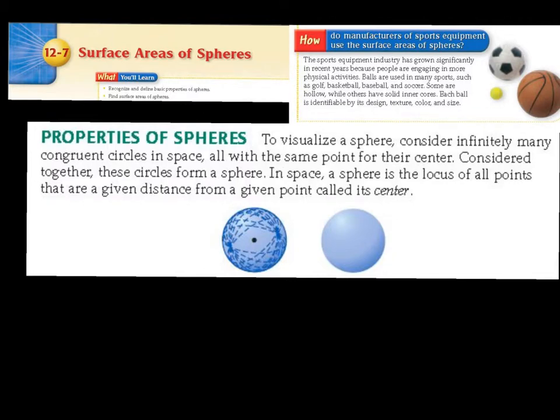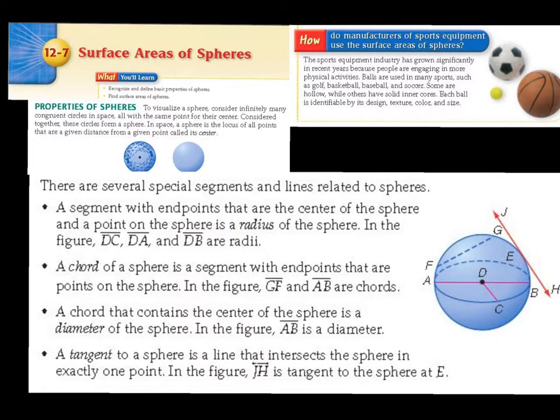To visualize a sphere, consider infinitely many congruent circles in space, all with the same point for their center. Considered together, these circles form a sphere. In space, a sphere is a locus of all points that are a given distance from a point called its center. There are several special segments and lines related to spheres.